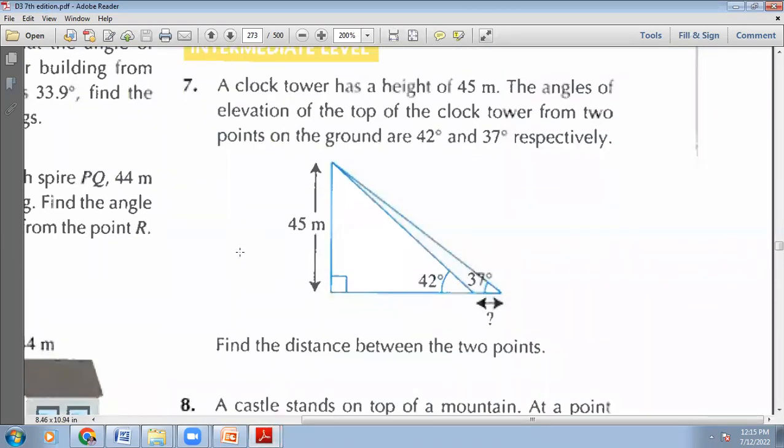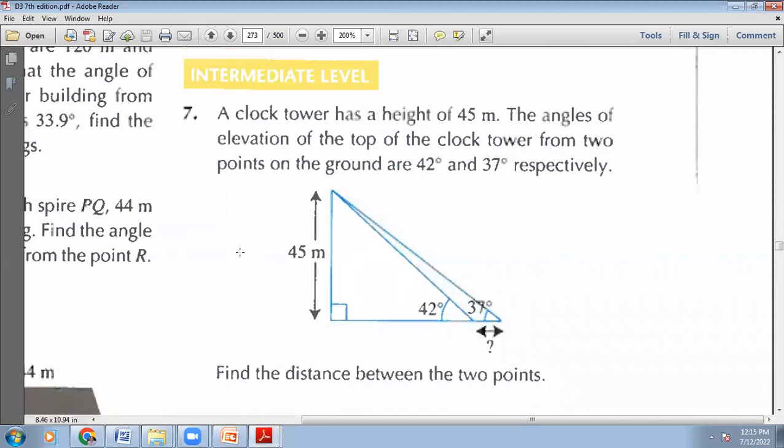Okay, so we are on the next question. The next question is: a clock tower has a height of 45 meters. The angles of elevation of the top of the clock tower from two points on the ground are 42 degrees and 37 degrees respectively. Find the distance between the two points.